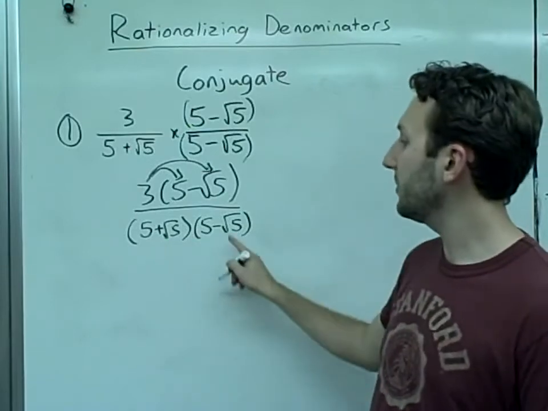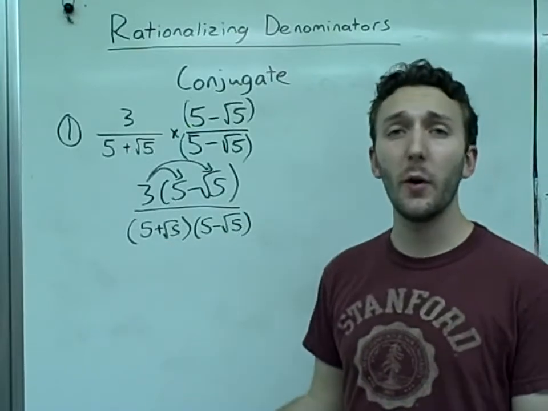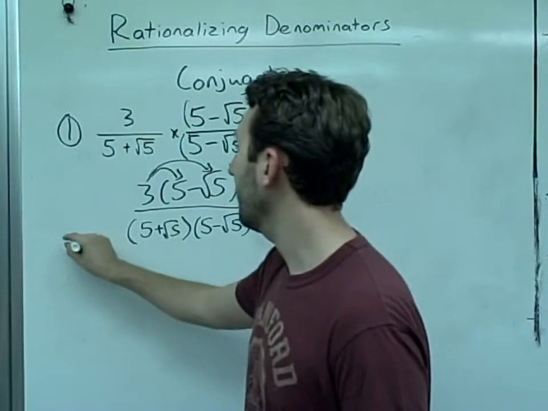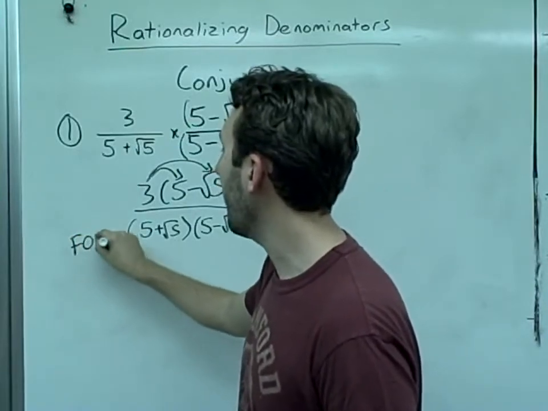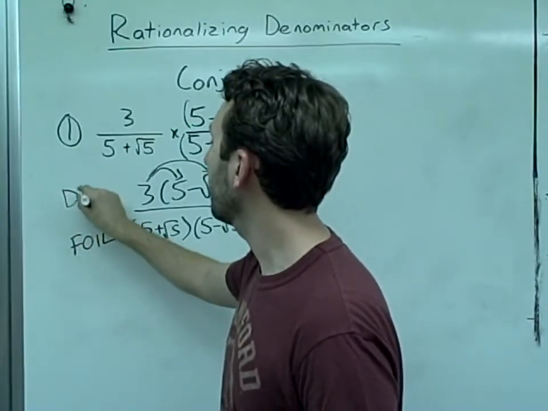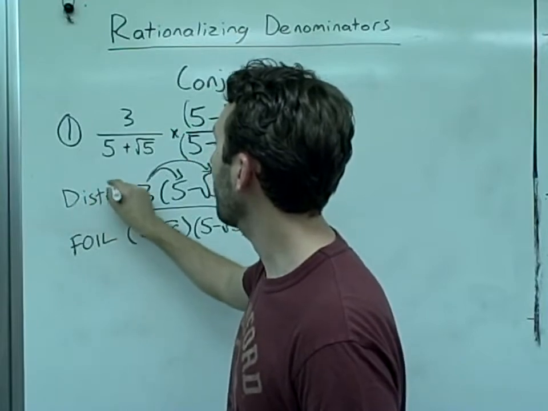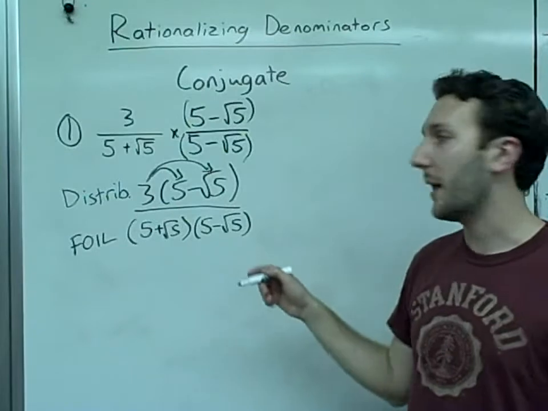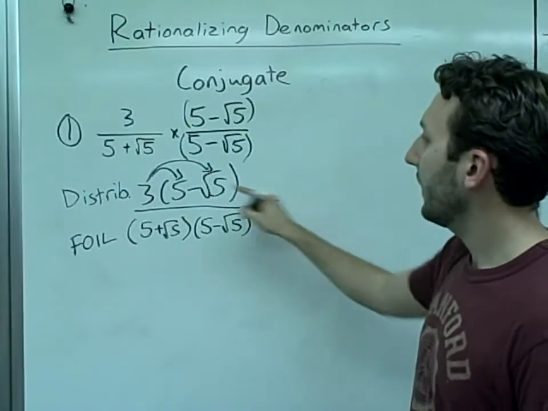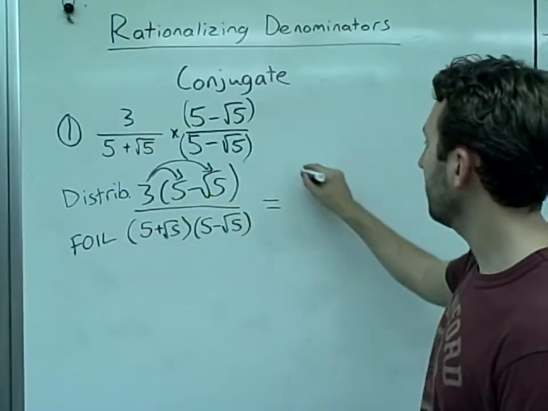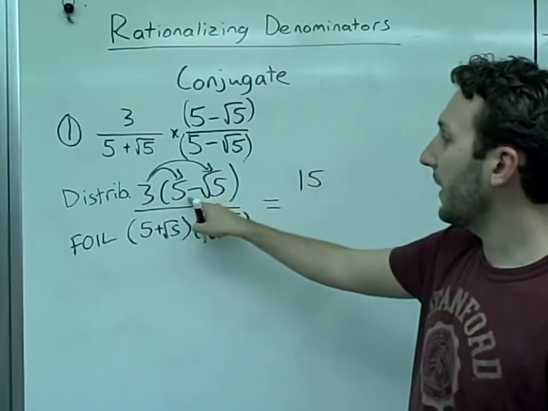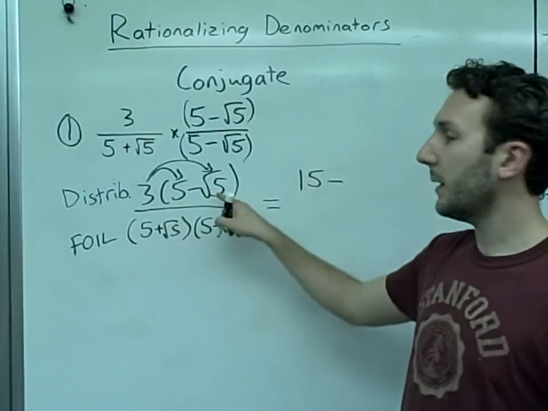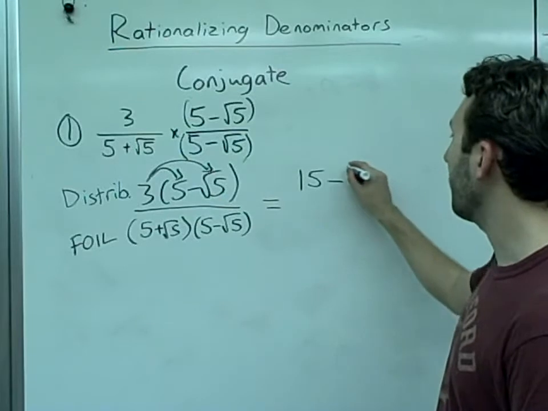Whenever you have two binomials like this, you have to FOIL. So foiling is the method that you'll have to use. You distribute the top and you FOIL the bottom. This is what it's going to look like. 3 times 5 is 15. You keep that negative sign there. And then 3 times radical 5 is just 3 radical 5.